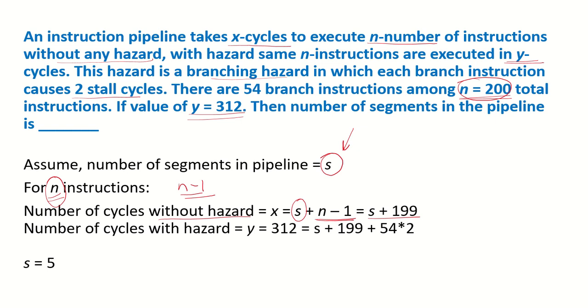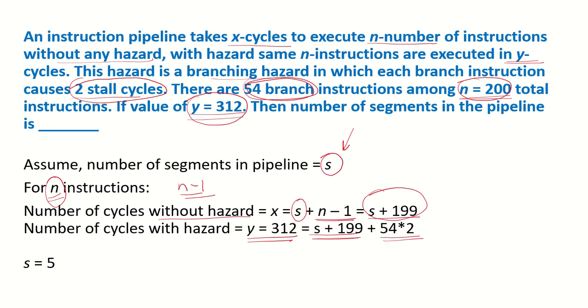This is the number of clock cycles required if there is no hazard. And if there was a hazard, then the number of clock cycles required, which is Y, and Y is given as 312, would be s plus 199, which is the number of cycles without the hazard, plus the extra cycles caused by the hazard. So there are 54 branch instructions which are causing these 2 extra stall cycles each. So these many extra cycles would be required.